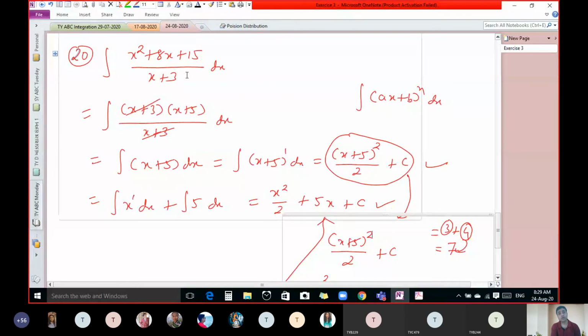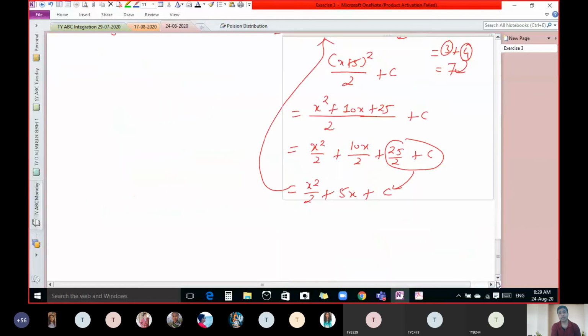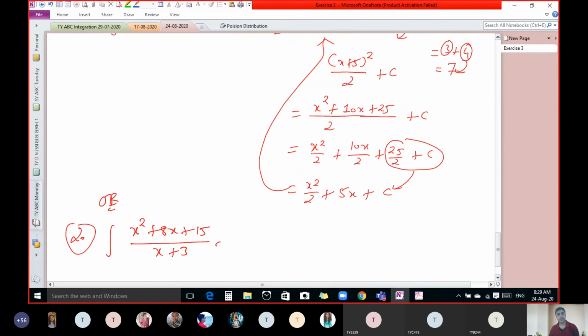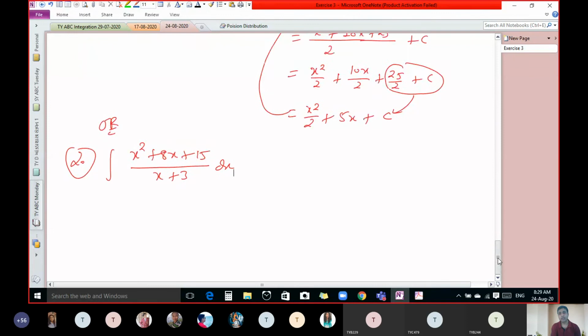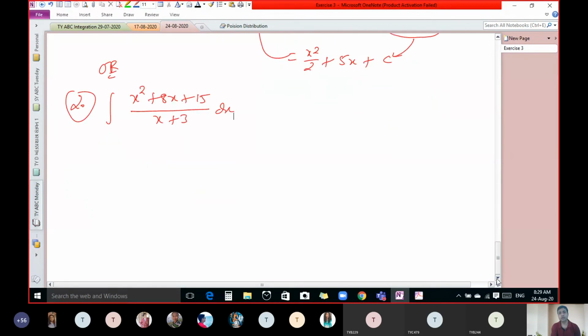Okay, now let us solve the same question in a different way. If you don't know factorization, let us solve the same question in a different way. Integration of x square plus 8x plus 15 upon x plus 3. Now you do one thing, use the previous method, previous rule, division method. Here x square plus 8x plus 15 and this x plus 3 as it is.